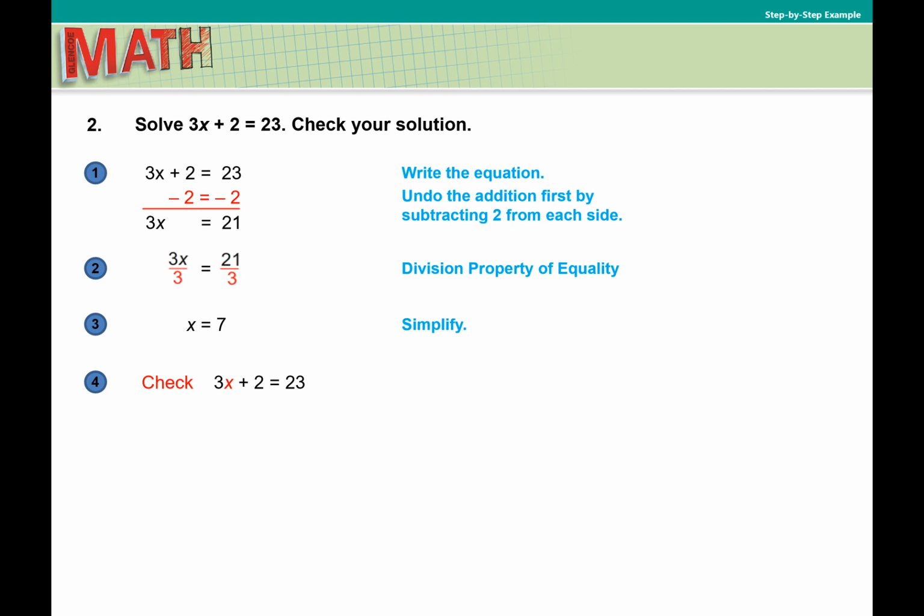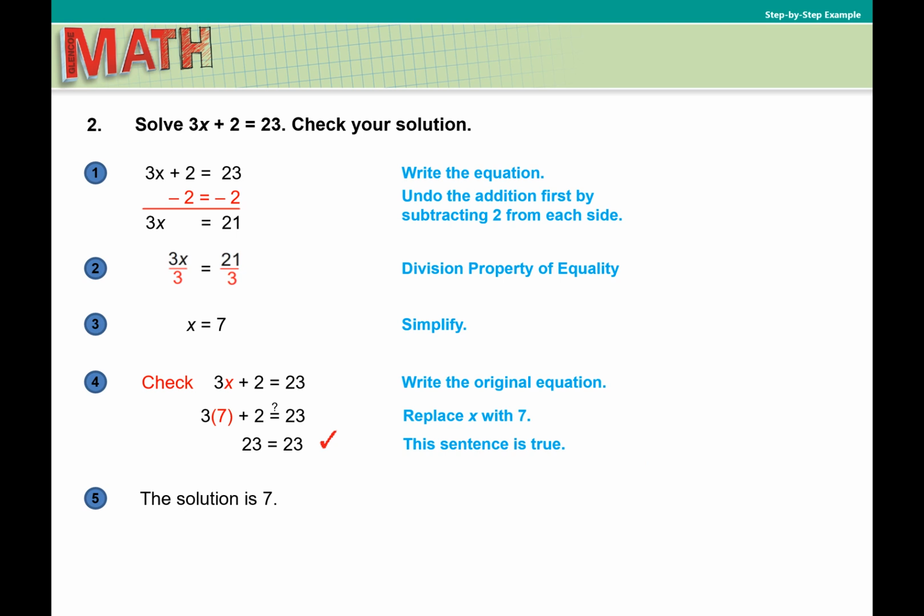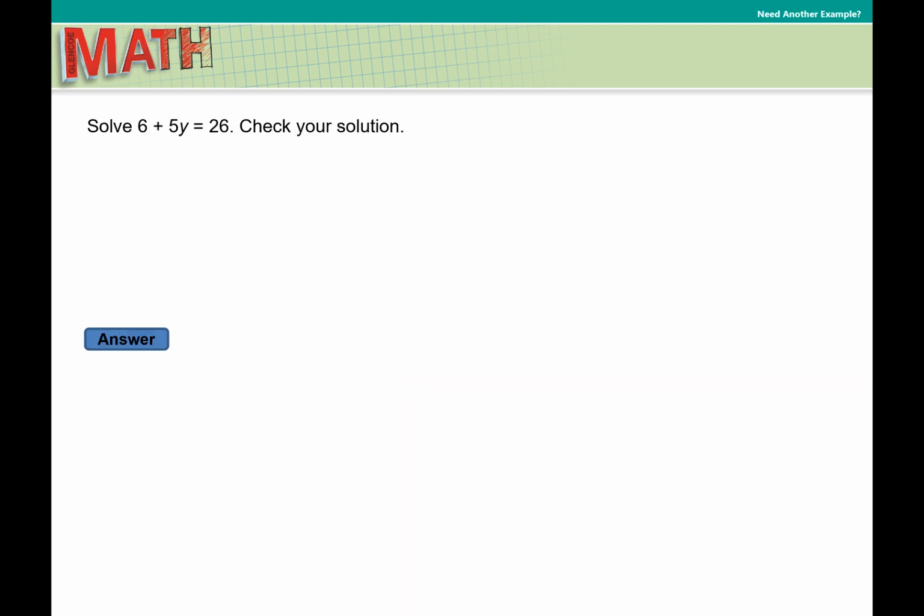Put that back into the original equation to check your answer. 3 times 7 plus 2. 3 times 7 is 23. 23 plus 2 is 21, sorry. 3 times 7 is 21, plus 2 is 23. 23 equals 23, which means my solution is correct. X equals 7. Go ahead and work your way through this one. Check your answer when you're done.